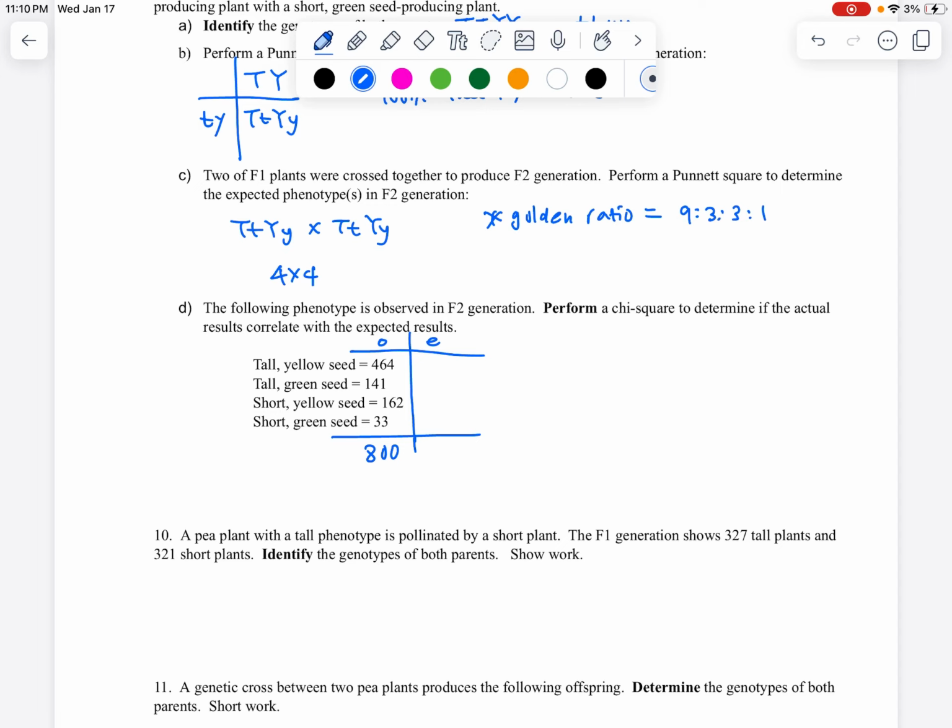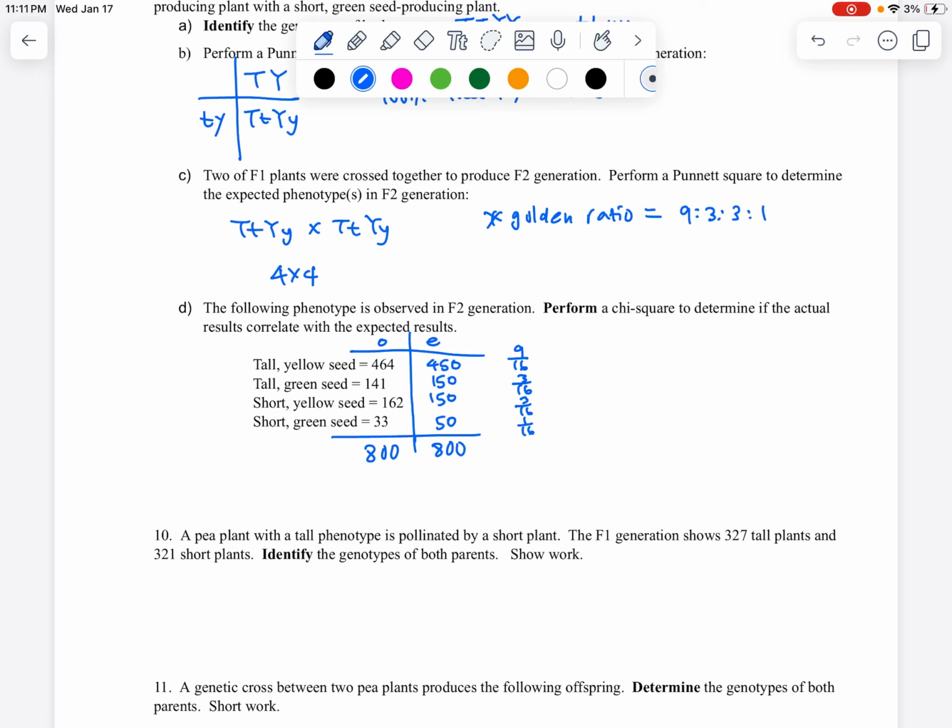It's a pretty number. Now, out of 800, 9 over 16 will have tall yellow seeds. 3 out of 16 will have tall green seeds. 3 out of 16 will have short yellow seeds, and only 1 out of 16 will have short green seeds. So I'm going to take 800 and multiply 800 by each of these fractions to figure out the expected numbers. So they come out to be these numbers. Again, these numbers should also add up to 800.